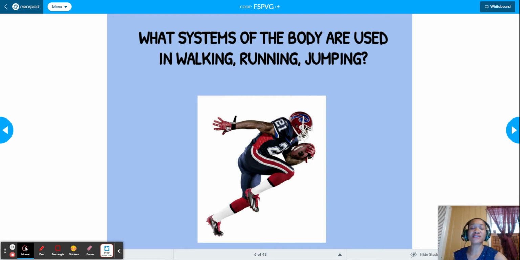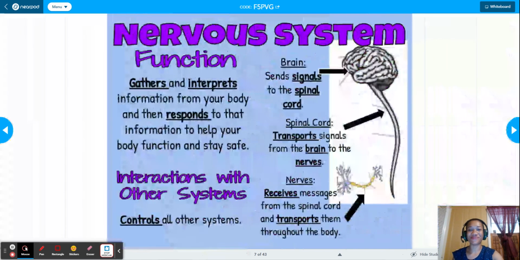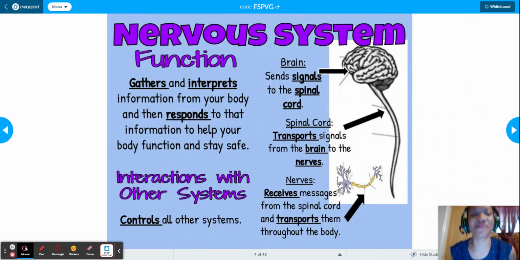Now, what systems of the body are used in walking, running, jumping, breathing, basically everything that we do? Well, let's find out. We'll start off with the nervous system. The function of the nervous system is to gather and interpret information from our body and then respond to that information to help our body to function and stay secure.